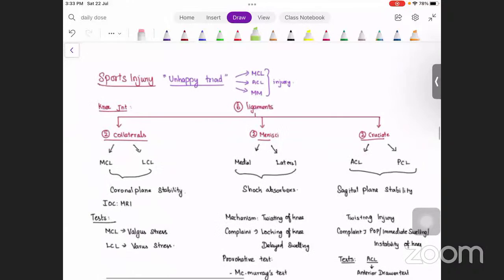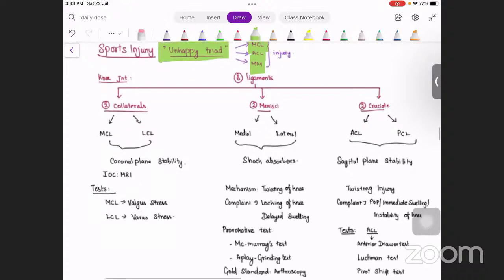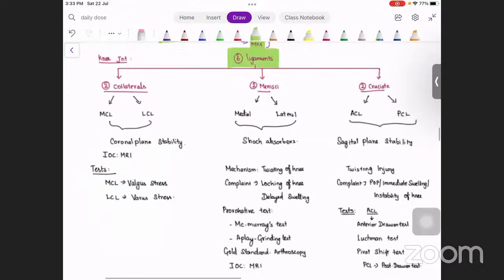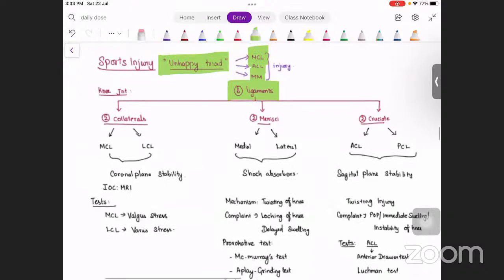Then you have sports injury, the unhappy triad. Speaking about the unhappy triad, you may see MCL, ACL and medial meniscus injury. MCL, ACL and MM injury, all three are so-called unhappy triad, and your knee joint is composed of 6 ligaments technically: 2 cruciate, 2 collaterals, and 2 menisci.